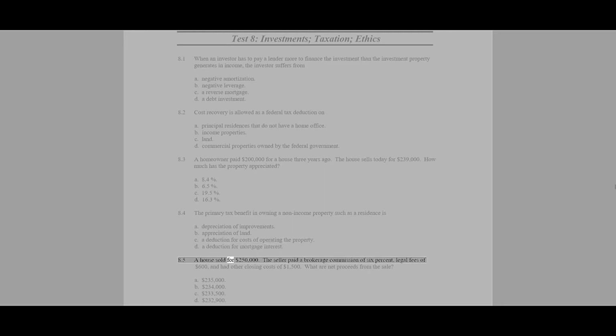8.5 A house sold for $250,000. The seller paid a brokerage commission of 6%, legal fees of $600, and had other closing costs of $1,500. What are net proceeds from the sale? A. $235,000, B. $234,000, C. $233,500, D. $232,900.